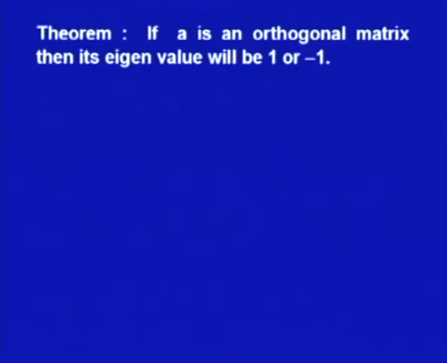Now we were talking about skew Hermitian matrices and Hermitian matrices. We are talking about their eigenvalues. Hermitian matrices have real eigenvalues, while skew Hermitian matrices have purely imaginary eigenvalues. Now we will talk about orthogonal matrices, and we see that an orthogonal matrix has eigenvalues 1 or minus 1. So let us try to prove this result.